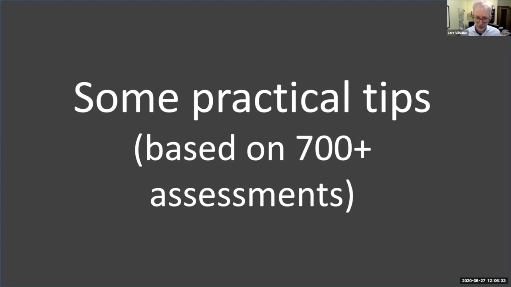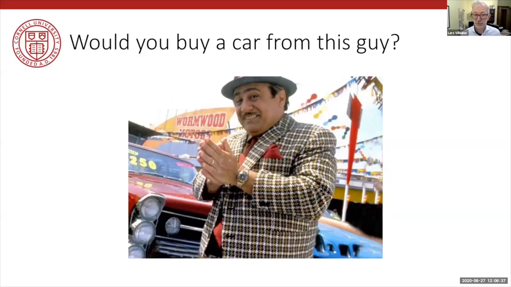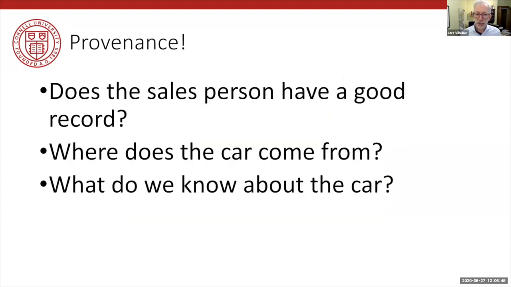Okay, so let me start by asking a somewhat flippant question. Would you buy a car from this guy? Well, we don't buy cars every day, but when we do, we have some questions about the whole process, right? Do we really want to buy a car from the guy on the corner, or do we want to buy it from a dealer or a reputable dealer?